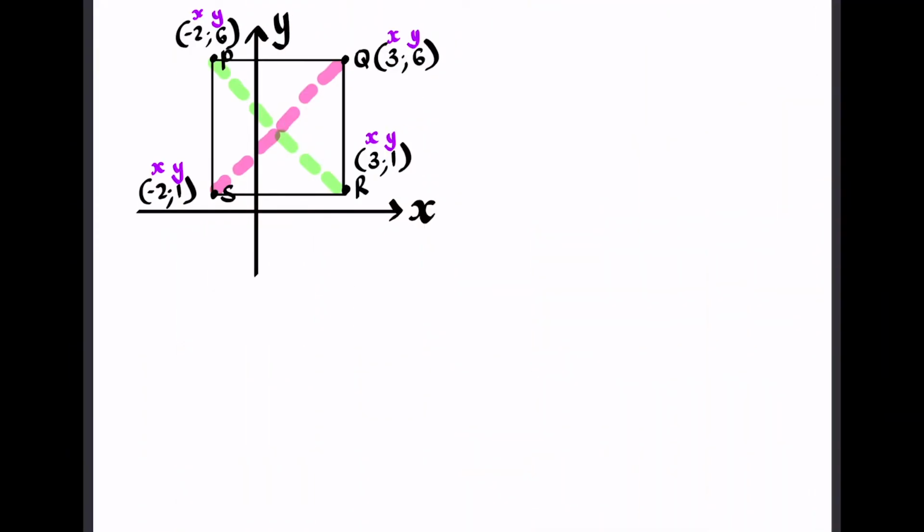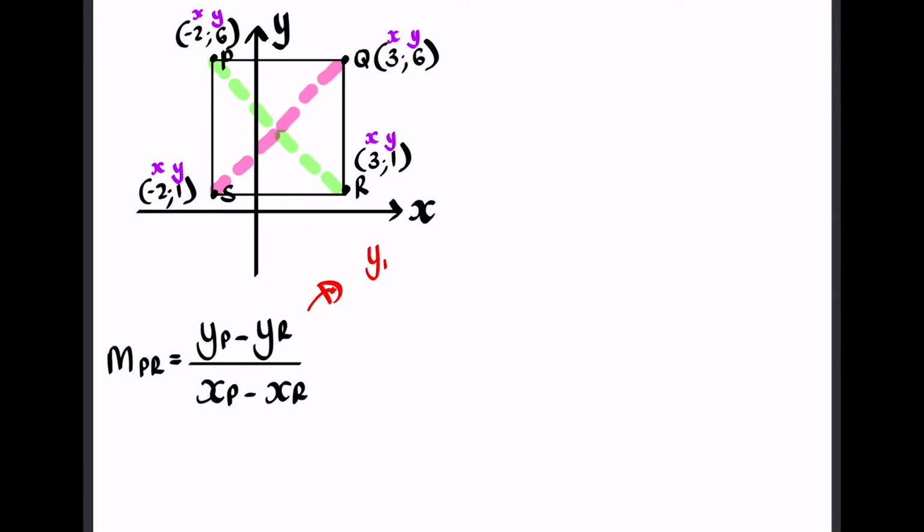Okay, so to calculate the gradient of these two lines, we're going to start with the gradient of PR. And that's the change in y over the change in x. So it's the y of P minus the y of R over the x of P minus the x of R. Now remember, we could also say the y of R minus the y of P over the x of R minus the x of P, provided whatever we do at the top, we do at the bottom. So whichever order the y's are in, the corresponding x values need to be in the same order.